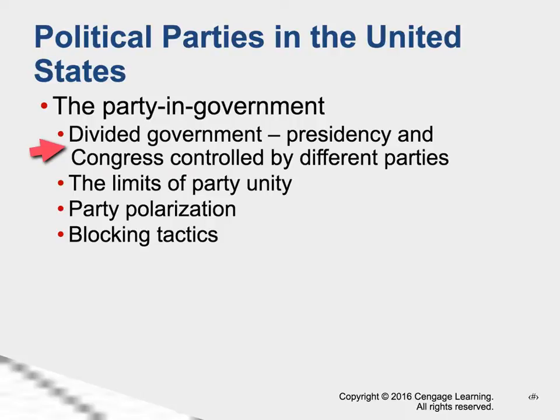Right now, the United States has what's known as divided government. Divided government is when the presidency and Congress are controlled by different parties. Right now, the president, Obama, is a Democrat. Congress is controlled by Republicans. That's what's known as divided government.